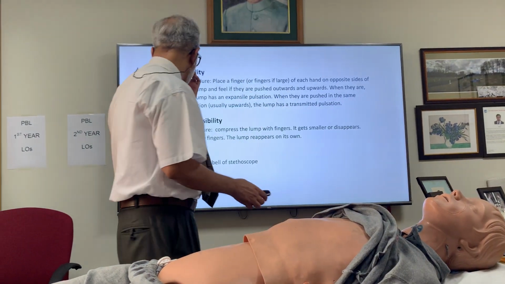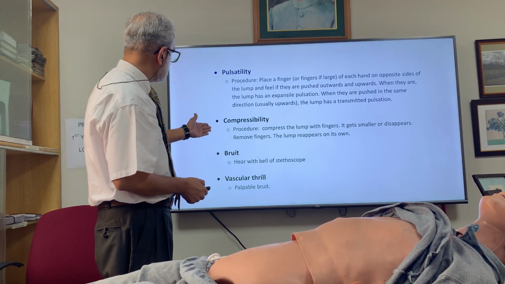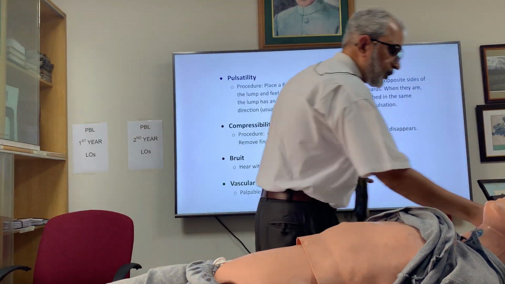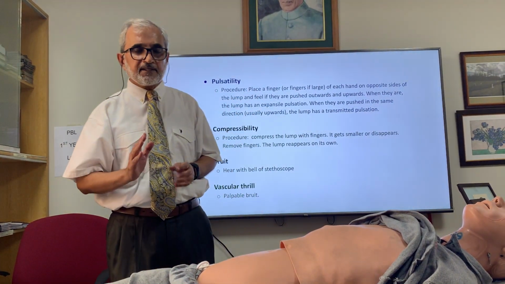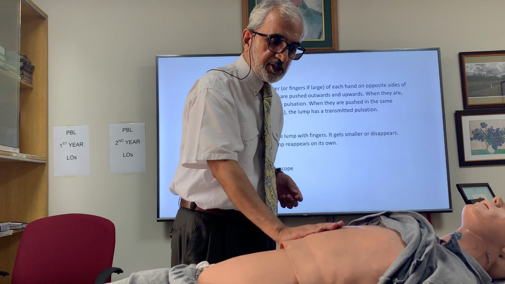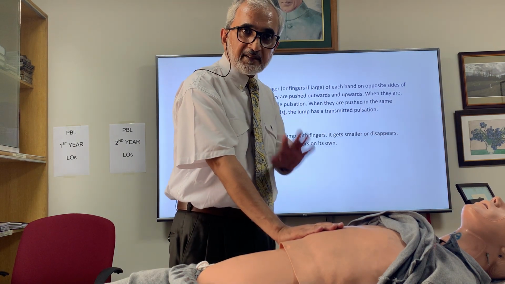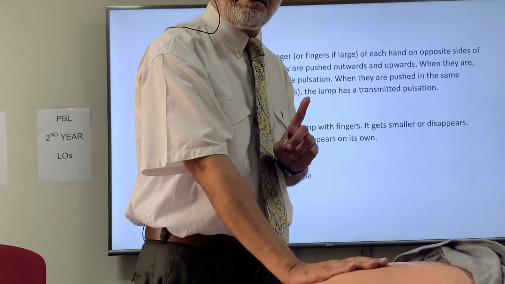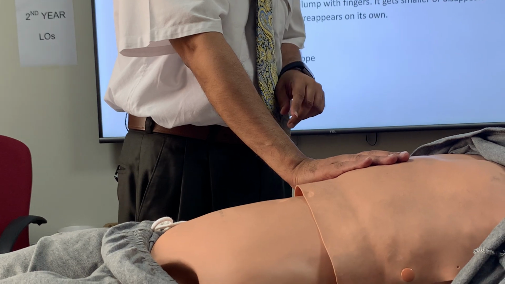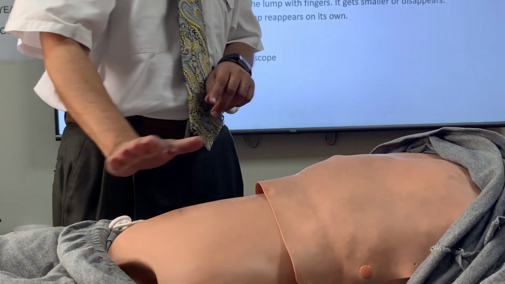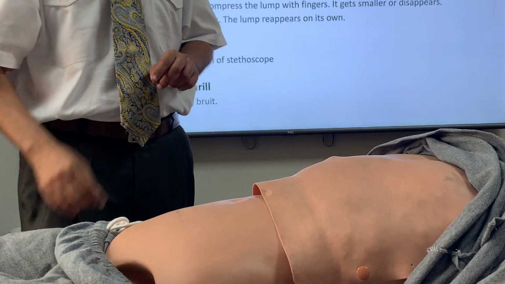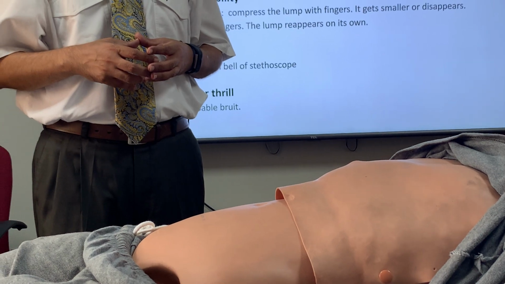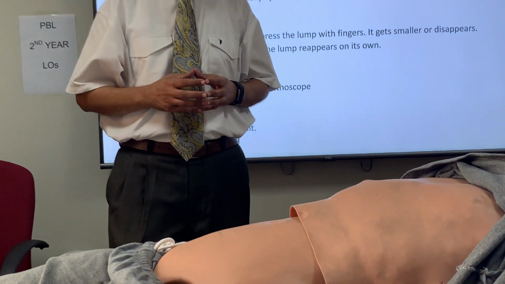Then there are two things: one is compressibility and one is reducibility. For a swelling to have these, the first thing is when you press the swelling, it should disappear. Then to comment whether it is compressible or reducible, what you have to do is leave the hand. Once you leave the hand and the swelling appears on its own, then it is called compressible, and that is a sign of vascular swelling, like hemangioma.